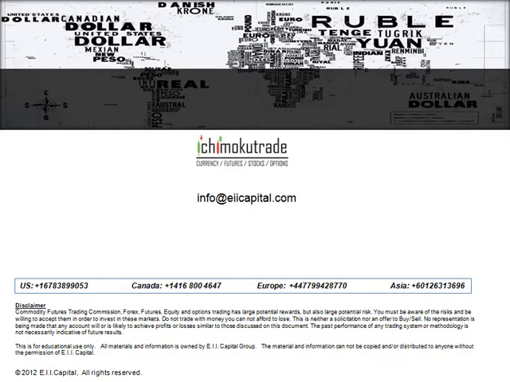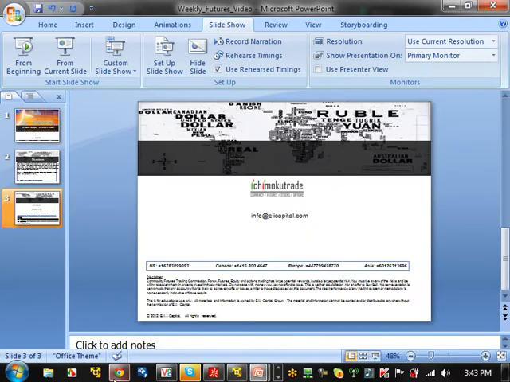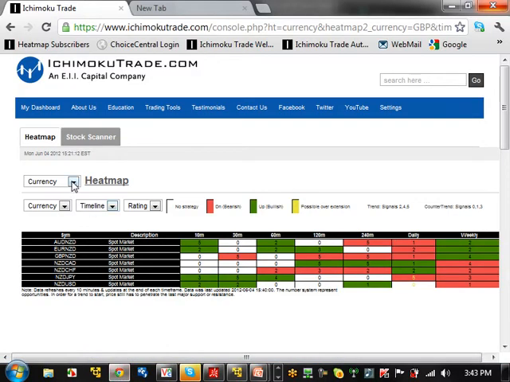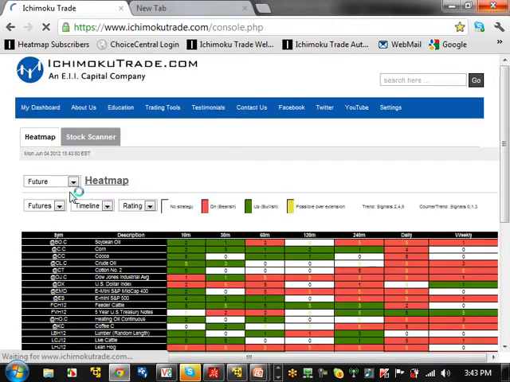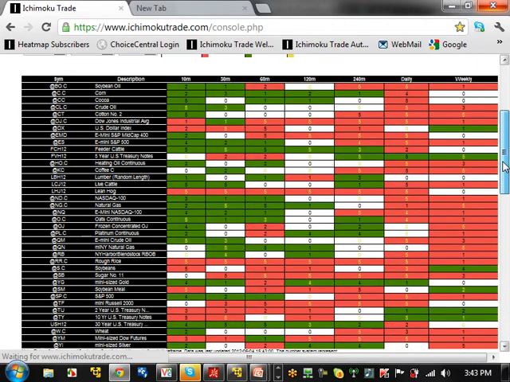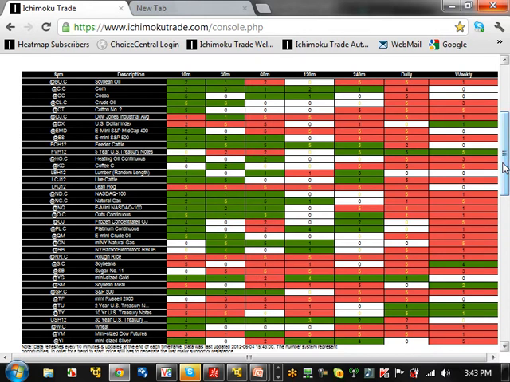Okay, so let's begin. First thing we're going to do is go to our heat map and look at that. And remember, we have email alerts that trigger on this, especially for multiple time frames too. So we're going to look at the daily and the weekly time frame, because these videos are more long-term basis.